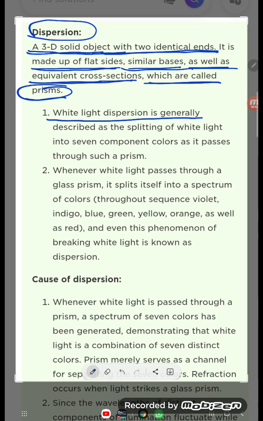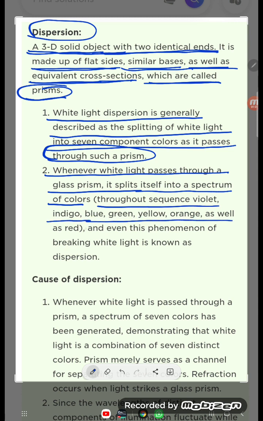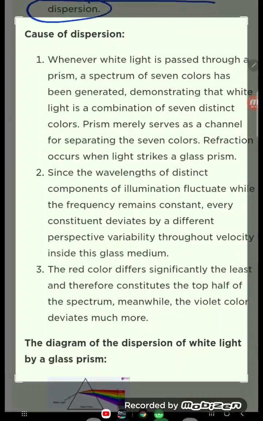White light dispersion is generally described as the splitting of white light into seven component colors as it passes through the prism. Whenever white light passes through a glass prism, it is split into a spectrum of colors in the sequence of violet, indigo, blue, green, yellow, orange as well as red. And this phenomenon of breaking white light is known as dispersion. So breaking of light is what is called, student, dispersion of light.